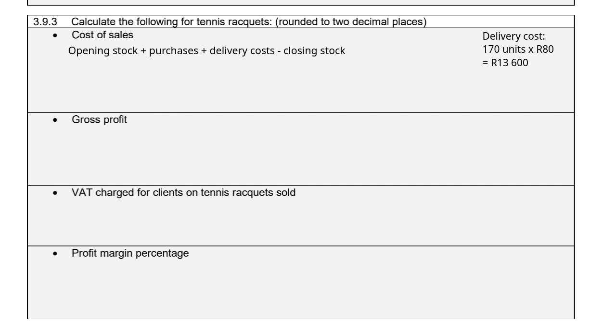Then to complete and calculate the cost of sales, our opening stock is 16,200 Rand. Our purchases is 144,605 Rand. The delivery cost just calculated is 13,600, and then we minus our closing stock of 18,085 Rand that we calculated in 3.9.2, and then that gives us our cost of sales of 156,320.